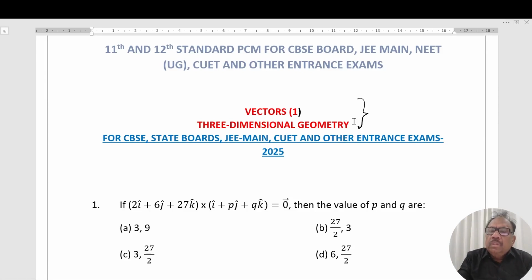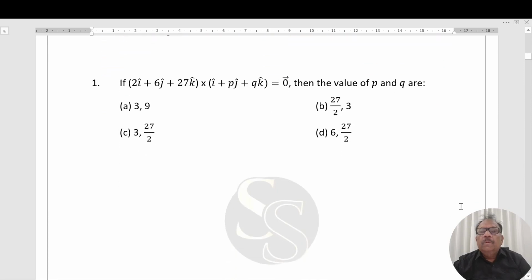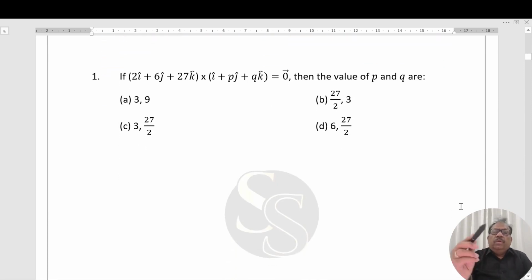I will discuss the multiple choice question types on vectors and three-dimensional geometry applicable for CBSE board and state boards. Right? Let's start the question. If this vector and this vector cross product is equal to the null vector, we have to find the value of P and Q.